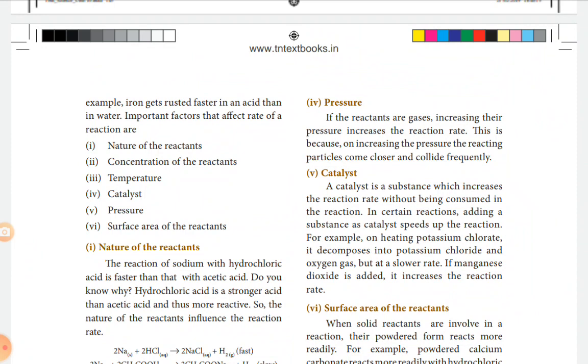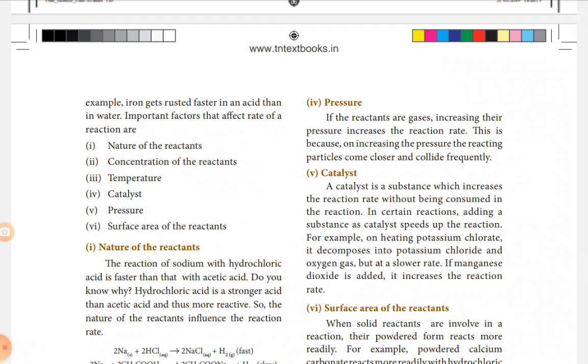So when pressure increases, solubility also increases. That you learned in the previous lesson. Similarly here, pressure is directly proportional to the rate of the reaction. When pressure increases, the rate of the reaction also increases. This is normally in the gaseous reactants, when the reactants are gases.